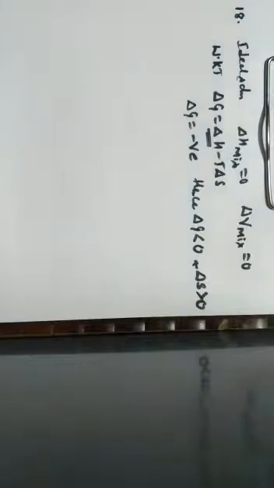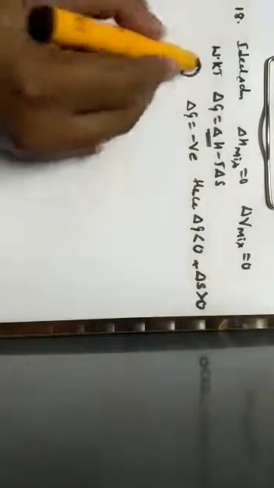So, when we go through all these options, option D, that is delta S of mixing is greater than 0 and delta G of mixing is less than 0, is the correct option.